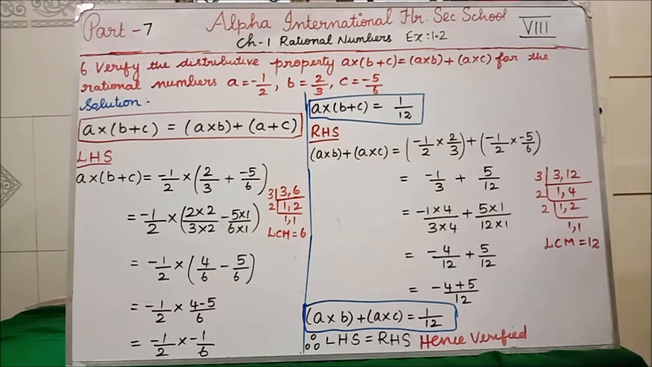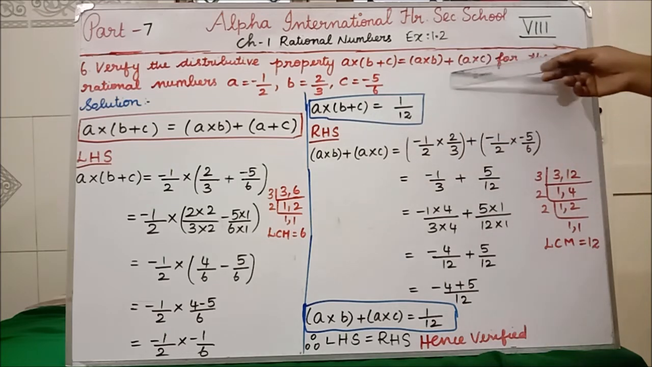Right hand side. What is the first letter? R, which means right. And H means hand. Side. So we have written R, H, S. Right hand side. Clear? Now we are taking the right hand side.